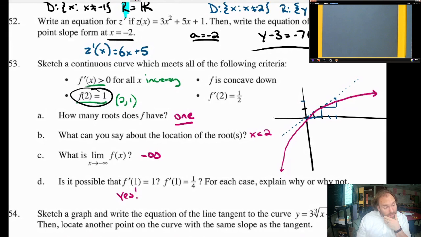Would it be possible for f prime of 1 to be 1/4? I think it is possible too. It just depends on how steep or shallow you want to make that curve. I don't think it matters. I think you could totally do either one, as long as it's positive, because we have established that f prime of x has to be greater than 0. So f prime of x could be any positive number. Otherwise, there's no reason why it wouldn't have to be that.